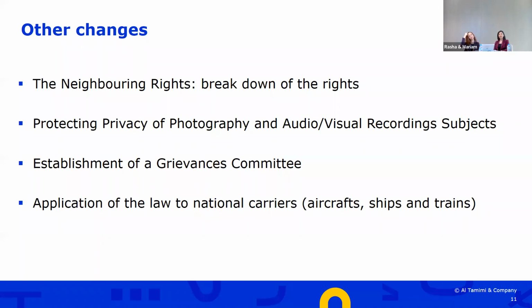Okay, yeah, and we also noted that the new law has established a grievances committee. The grievances committee will consist of a judge and two other members who will be appointed by the Minister of Trade.